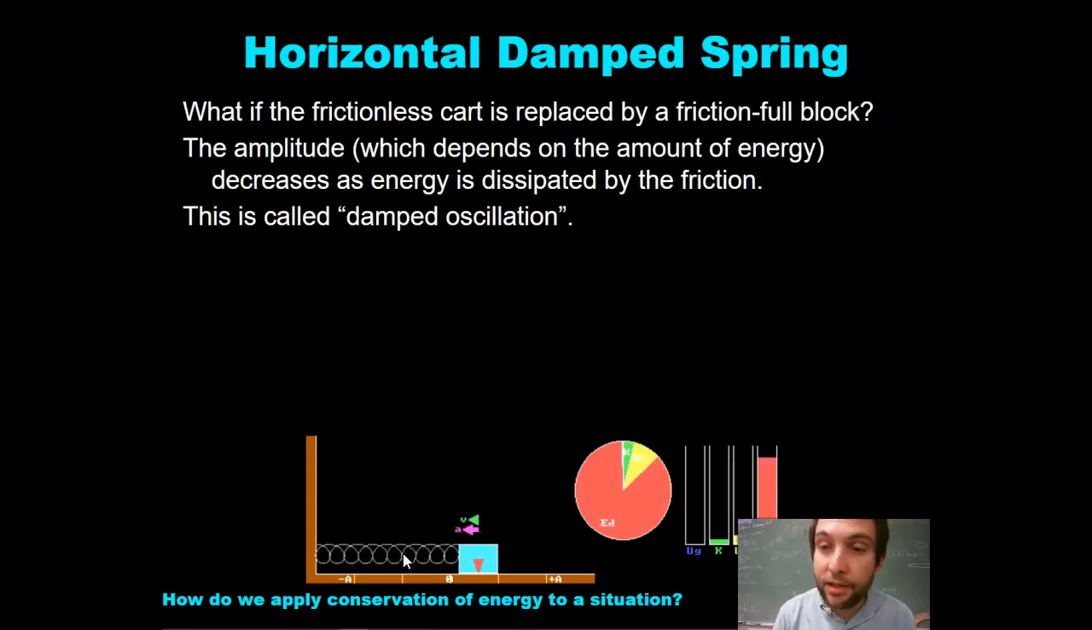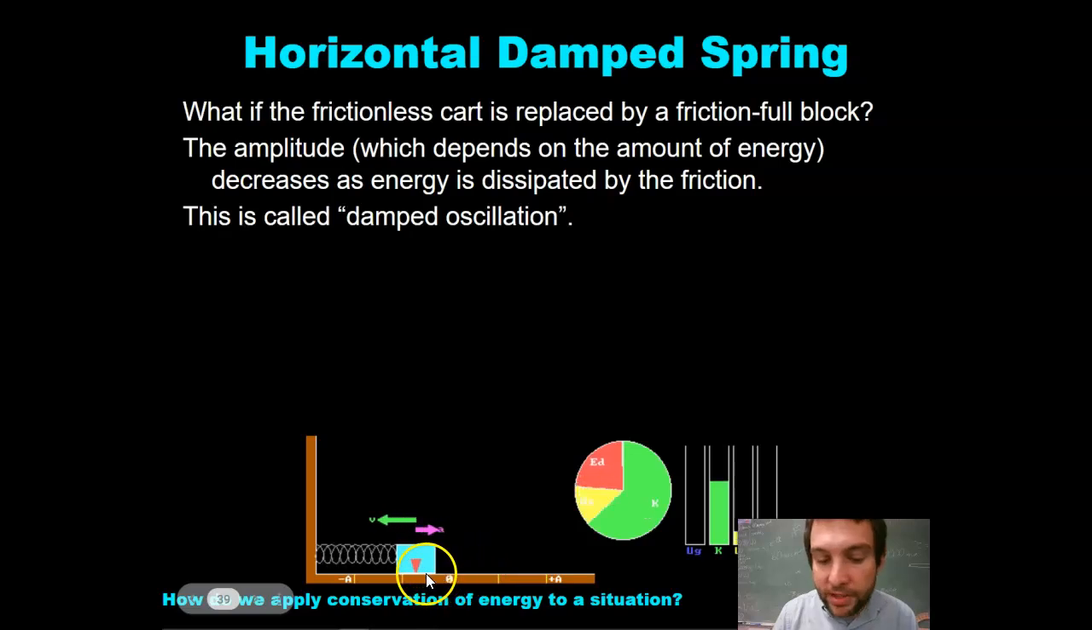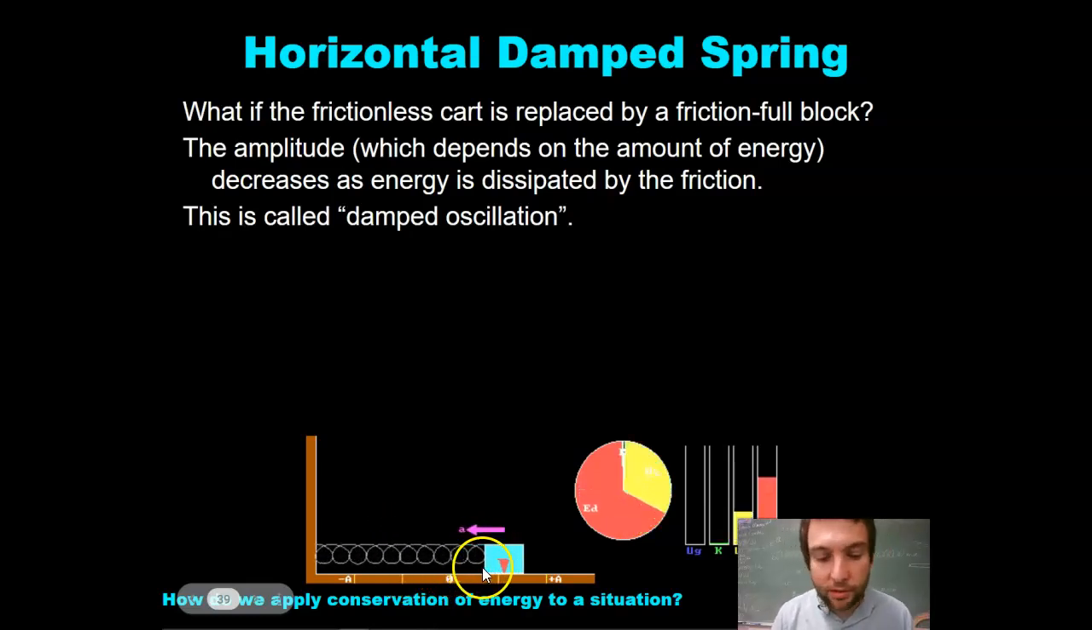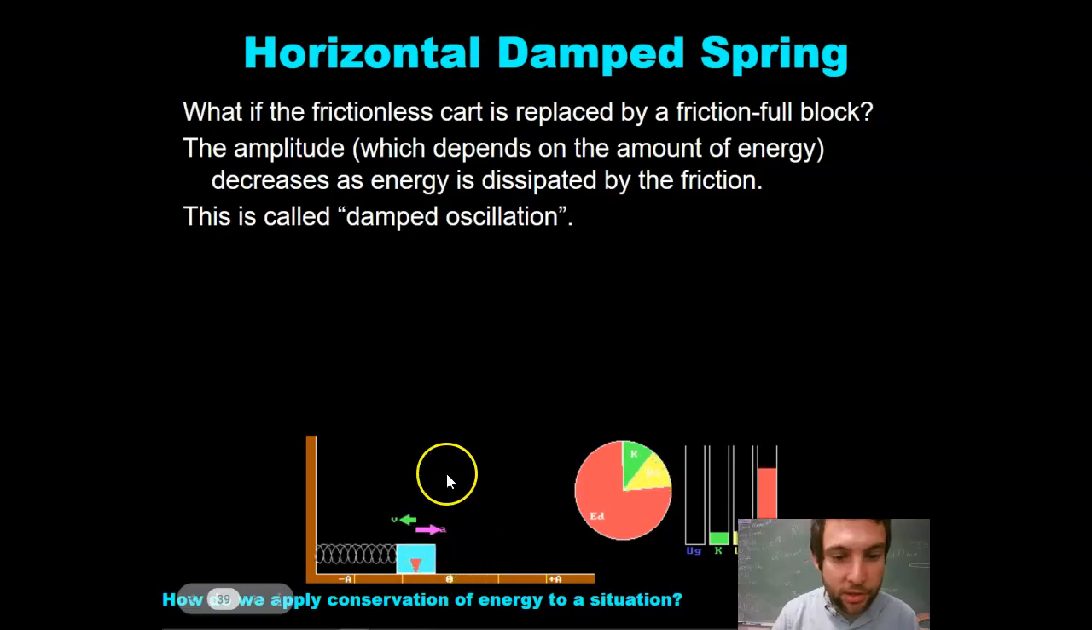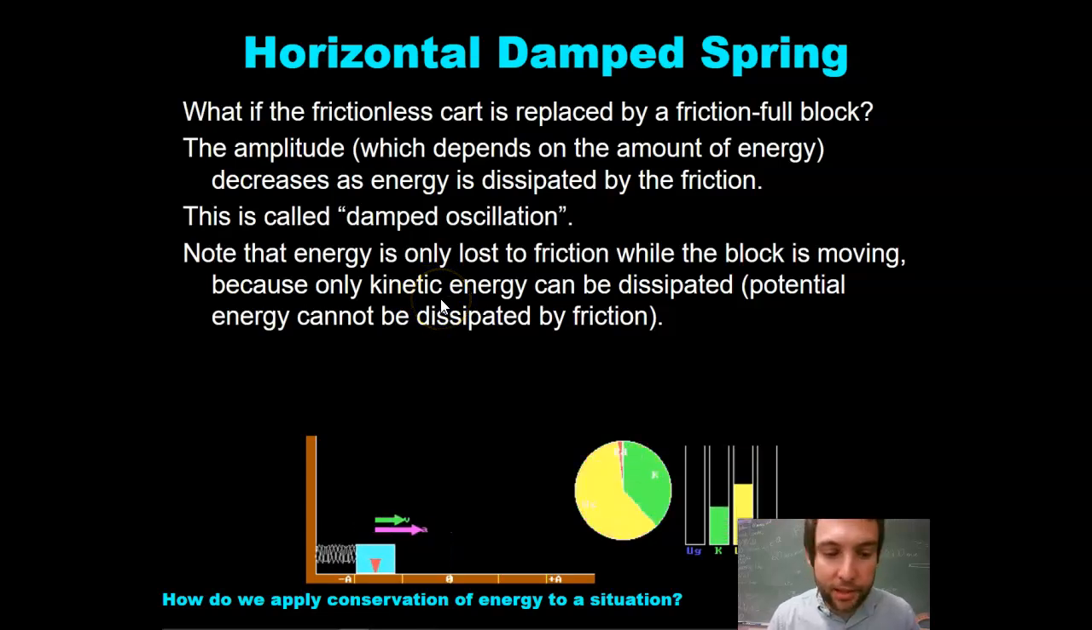If you have damped oscillation, the period is not changing. You're traveling a smaller distance, but you're taking a longer time to do it. If you don't believe me, get a stopwatch. Check it out. Note that energy is only lost to friction while the block is moving, because only kinetic energy can be dissipated.